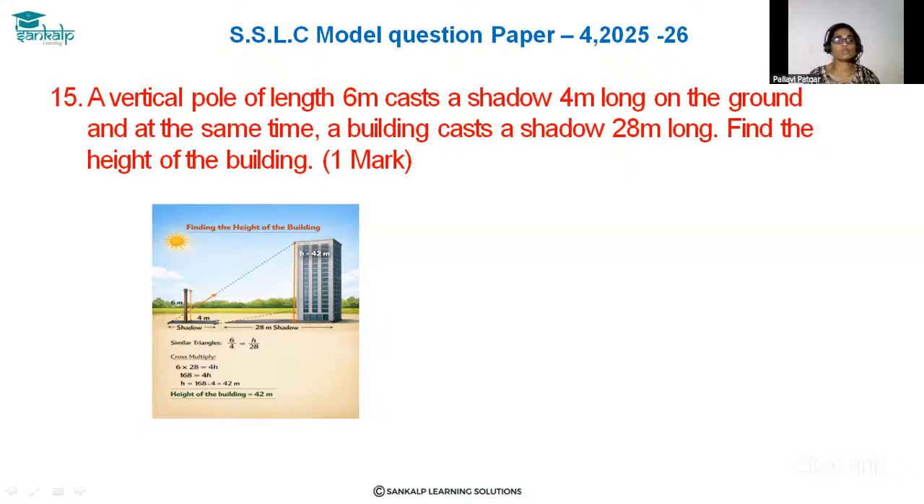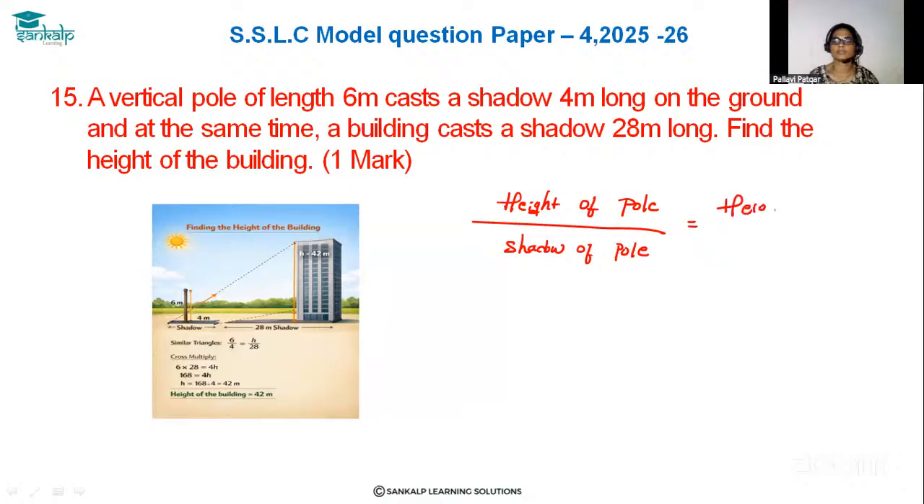So here we use the similar triangles. So the ratio of the height to the shadow length. Okay, so here height of pole divided by shadow of pole is equal to height of the building divided by shadow of building.